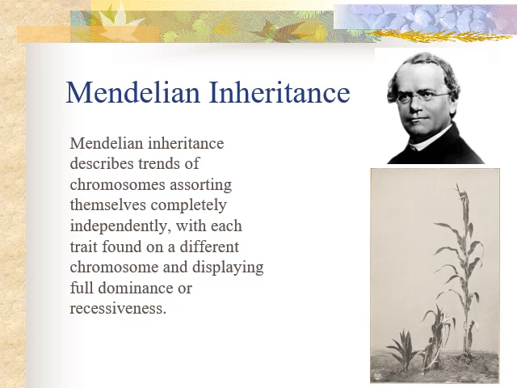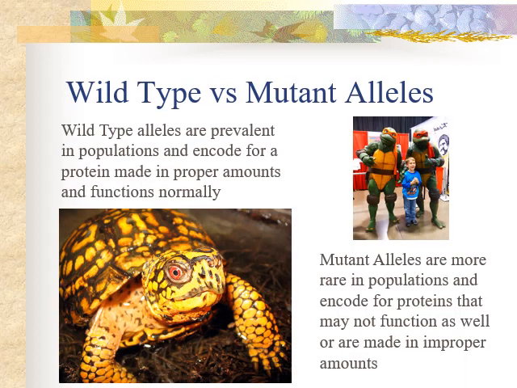Mendelian inheritance, what Gregor Mendel was describing, talks about how chromosomes assort completely and independently of each other. A different trait found on a different chromosome, each displaying full dominance and recessiveness, like tall plants and short plants. We got that. But the thing is, that's not the way the world works all the time. So we need to discuss different types of alleles.